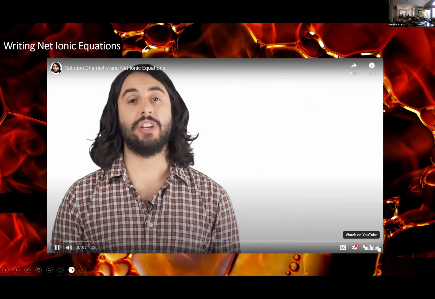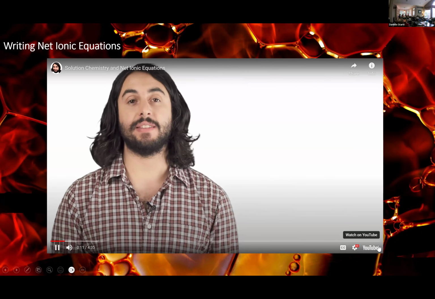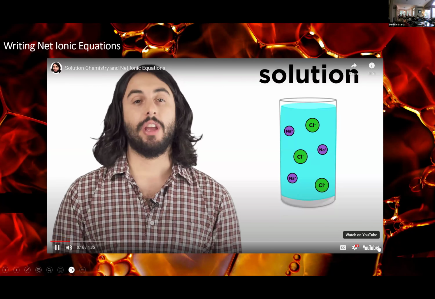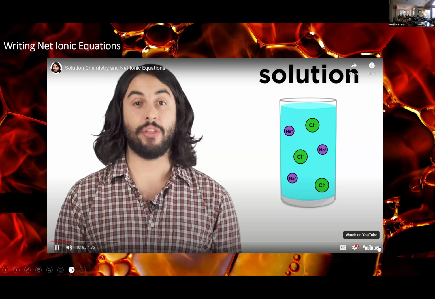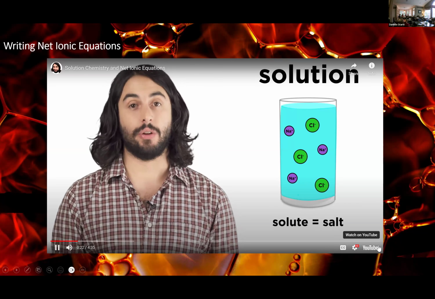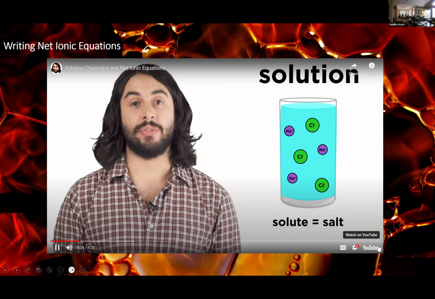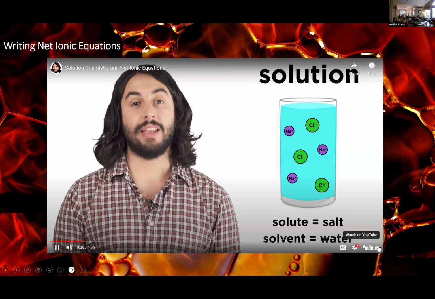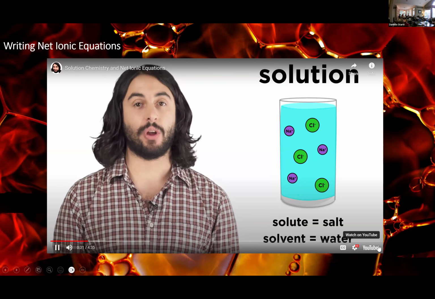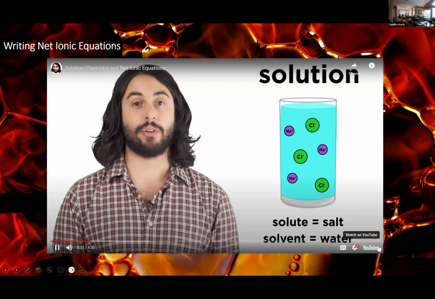A homogeneous mixture that's in one phase is called a solution. Think of something like table salt in water. If we are talking about a liquid solution, the thing that gets dissolved is called the solute. In this case, that's the salt. And the thing doing the dissolving is called the solvent. Here, that's the water.